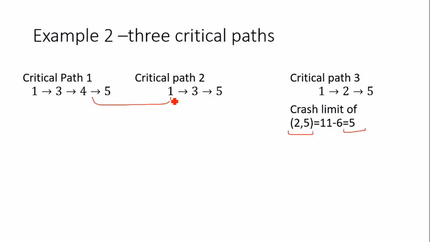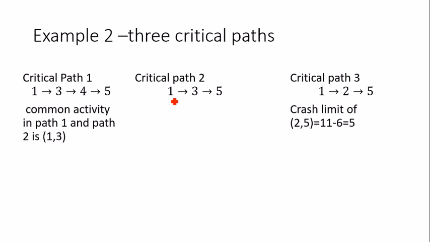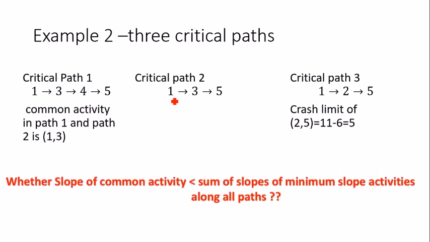because the decision should take the cost factor into consideration. So I'll be checking whether the slope of the common activity is less than the sum of the slopes of the minimum slope activities along the paths. Along all paths means obviously these two in which we are making the decision. So I'll compute the slope of the common activity and compare it with the individual slopes, which I have already computed.